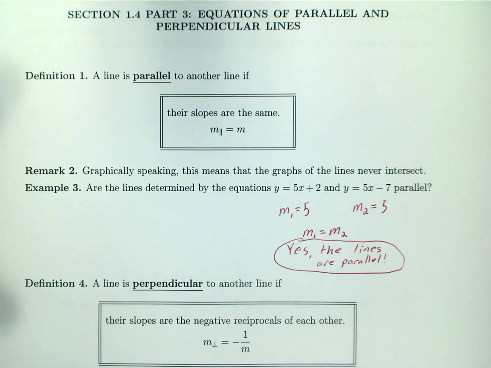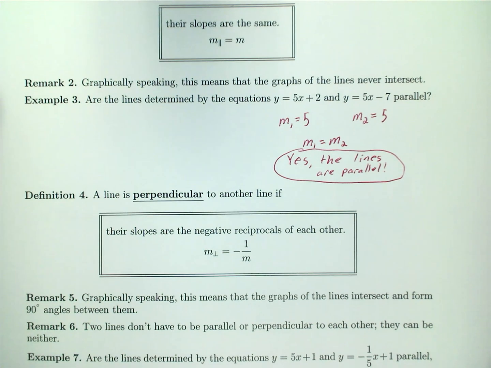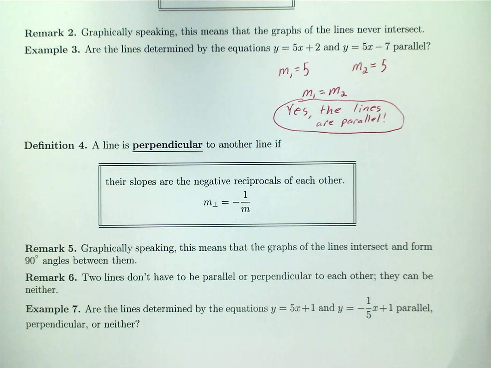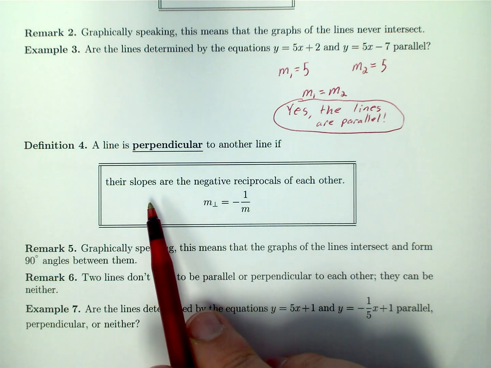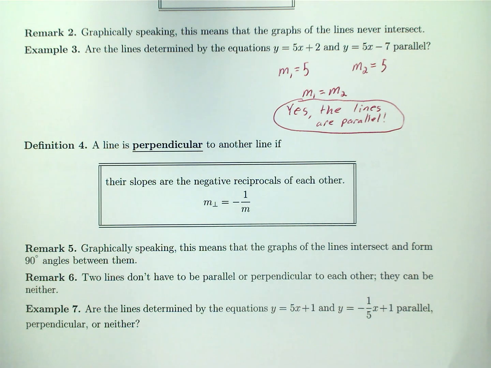All right. And we also have another concept: perpendicular. A line is perpendicular to another line if you can look at the equations of the lines and determine that one slope is equivalent to the negative reciprocal of the other. Then they are in fact perpendicular to each other.